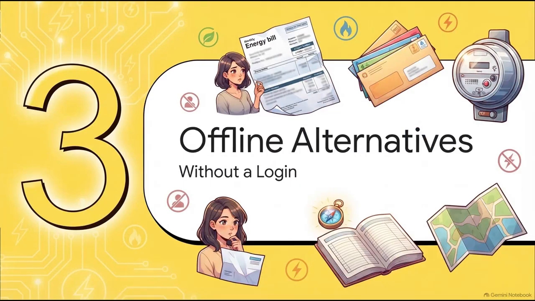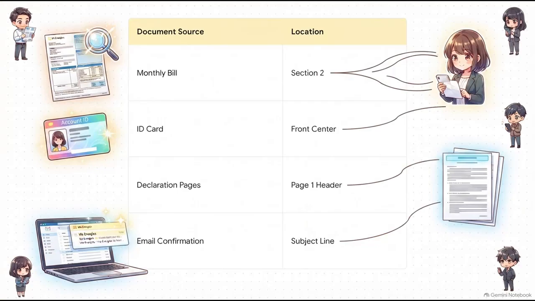Section 3. Offline alternatives. Let's talk about where to look without a login. And this brilliantly illustrates your options if you just can't get online. You've got several really solid offline workarounds. On a physical monthly bill, check the upper right panel in Section 2. If you were issued a physical account ID card, it's printed right there on the front center identification line.